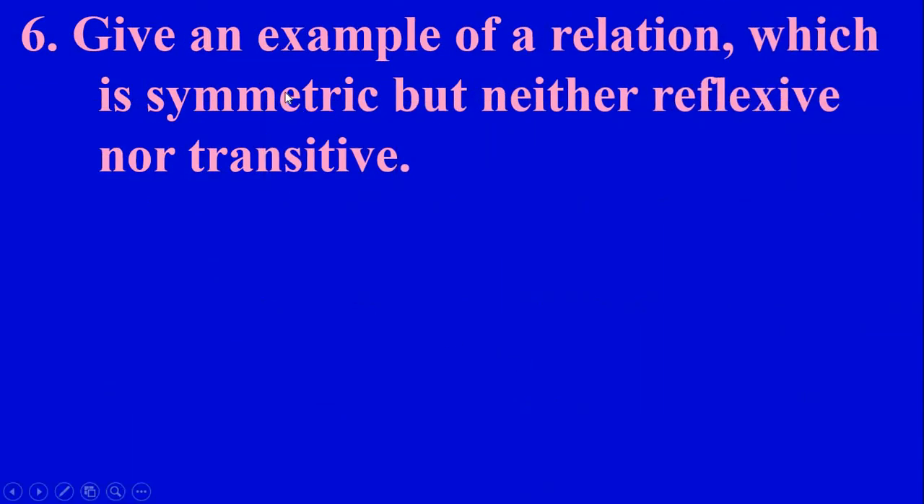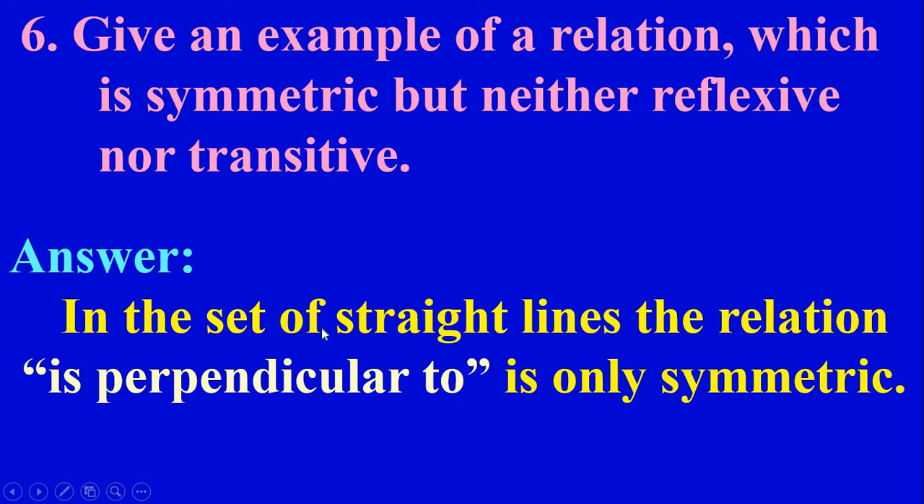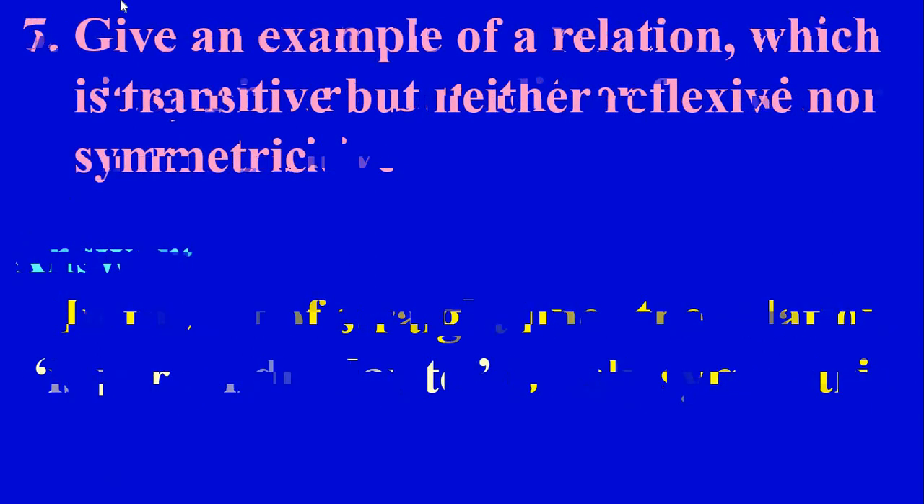The next question, give an example of a relation which is symmetric but neither reflexive nor transitive. You have to give an example of a relation which is only symmetric. Now we know that perpendicular is only symmetric but neither reflexive nor transitive. So therefore in the set of straight lines, the relation 'is perpendicular to' is only symmetric.